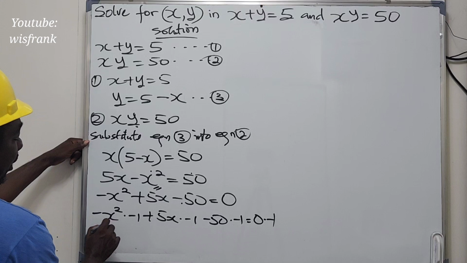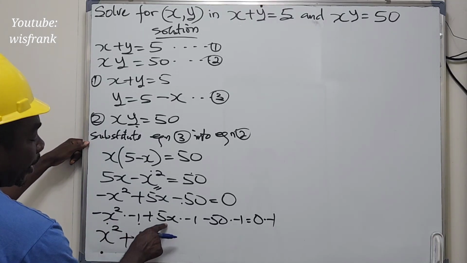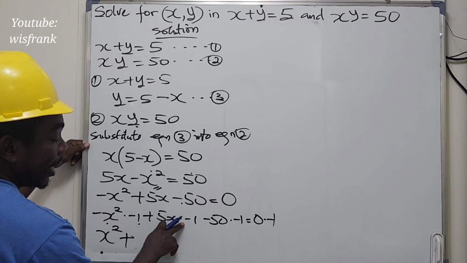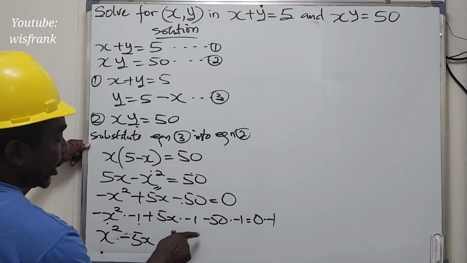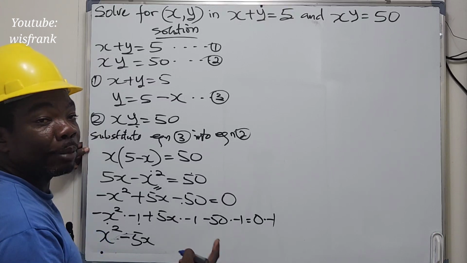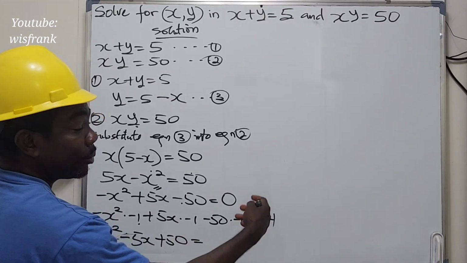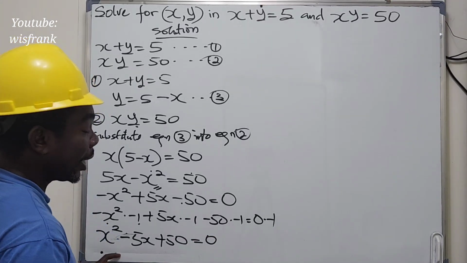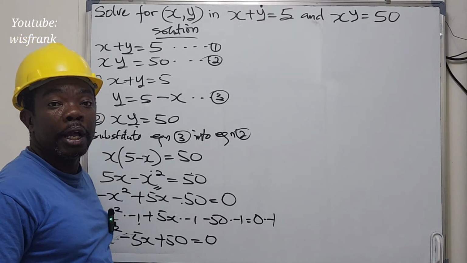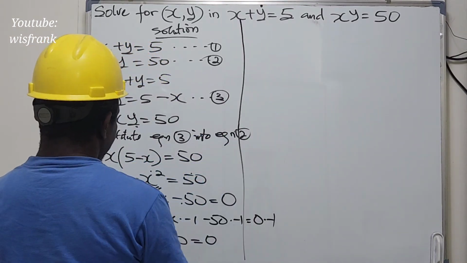So this will give us x to the power of 2, plus 5x times minus 1 will give us minus 5x. Then minus 50 times minus 1 will give us plus 50, equals 0 times minus 1, which is 0. So we have this. This has turned out to become a quadratic equation, and we are going to use the quadratic formula to find the value of x.